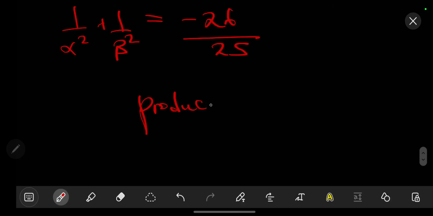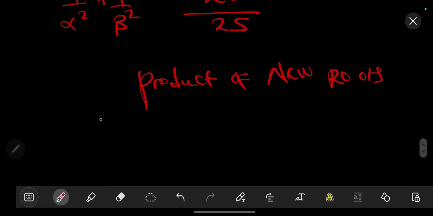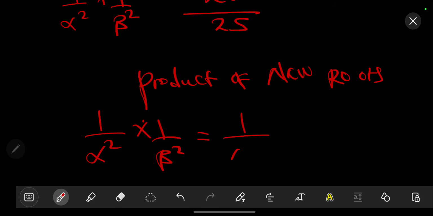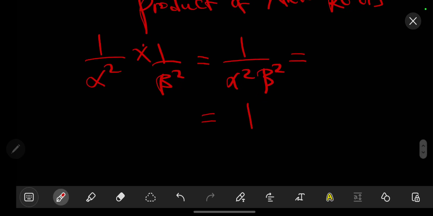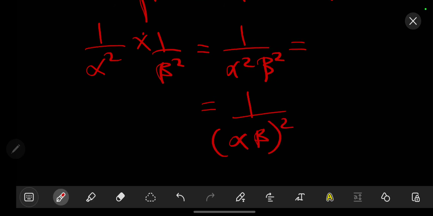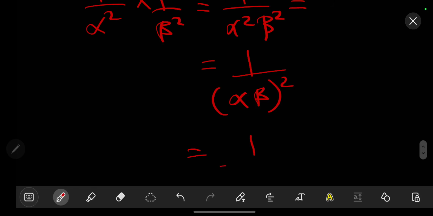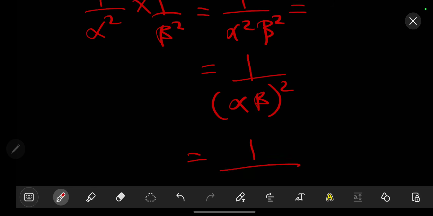product of new roots will be equal to, we have 1 over alpha squared times 1 over beta squared. This will be equal to 1 over alpha squared beta squared, which can be written as 1 over alpha beta squared, like that. Then what we are going to get is a 1 over alpha beta.